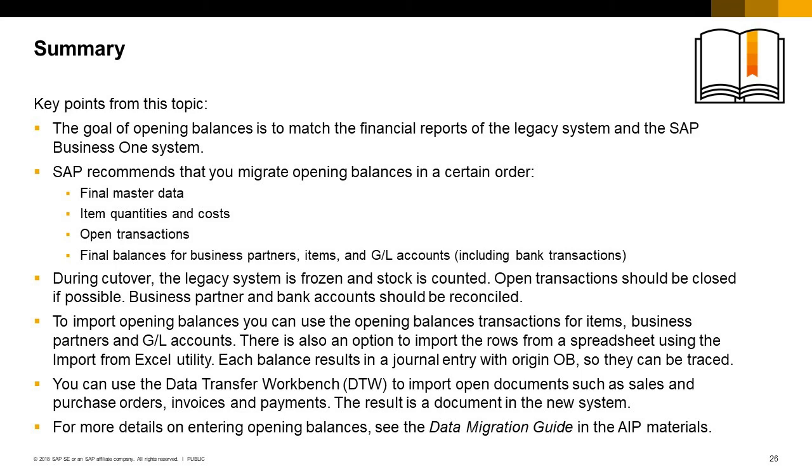You can use the opening balances transactions for inventory, business partners, and GL accounts. There is an option to import the rows from a spreadsheet using the Import from Excel utility. Each balance results in a journal entry with the origin OB, so they can be easily traced in the new system. You can use the Data Transfer Workbench to import open documents such as sales and purchase orders, invoices, and payments, if it is preferable to have a document as a source in the new system. For more details on a structured approach to entering opening balances, refer to the Data Migration Guide from the IB methodology.